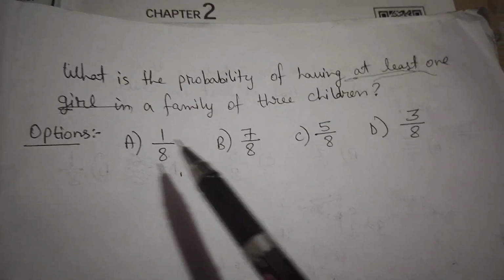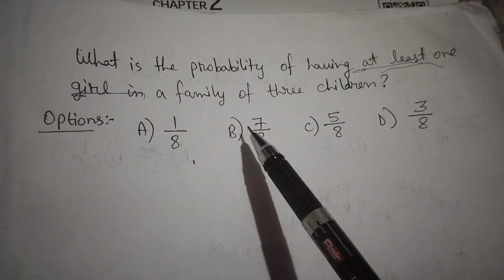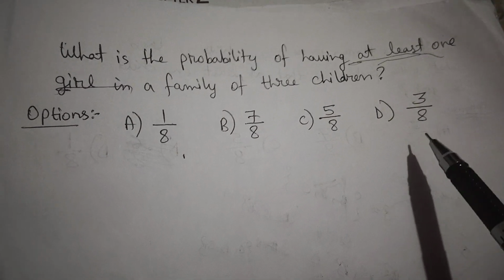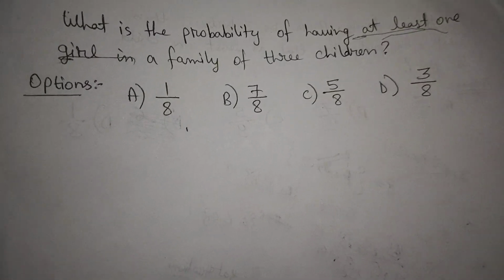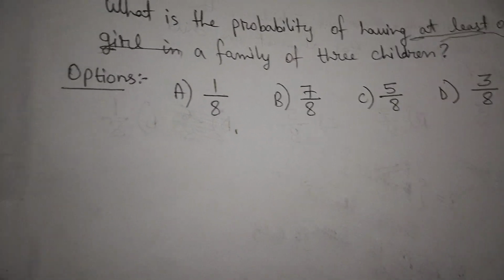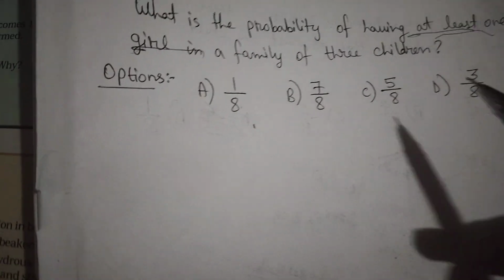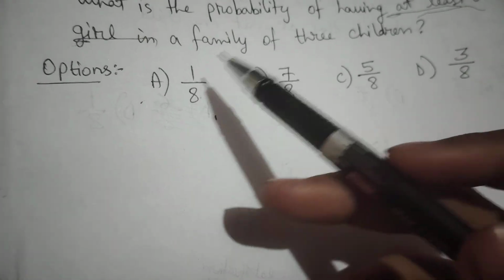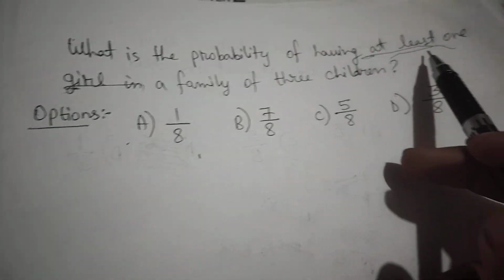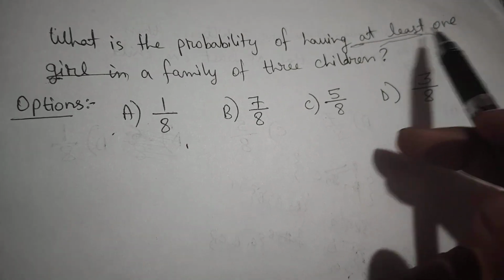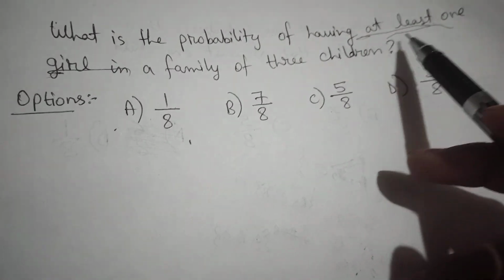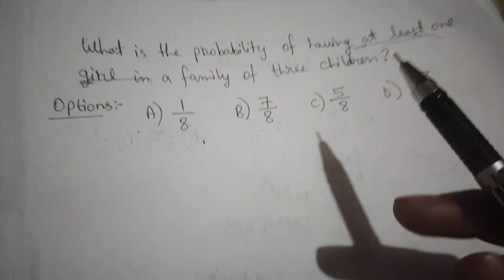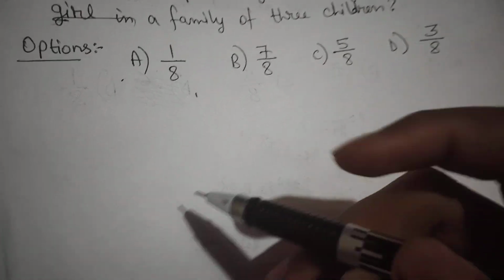So we have options here: A, 1 over 8, B, 7 over 8, C, 5 over 8, and D, 3 over 8. If you would have asked me before, I would have said option A is correct, because it seems like there's a right answer. There's one above, and we need to answer the probability with having at least one girl. But that's actually not true, right?